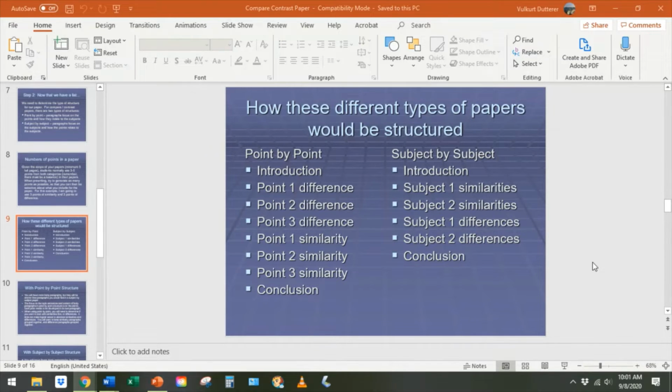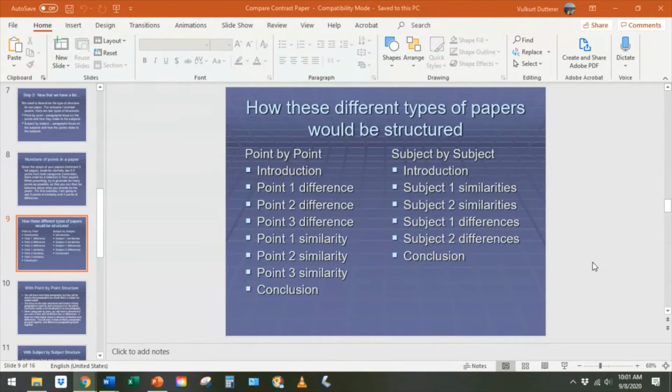So if you think it's better to start with your similarities and then move to your differences, great. If you think you'd rather start with the differences and then move to the similarities, fine. These are choices that you're going to be making in relation to your audience and the materials that you're working with.